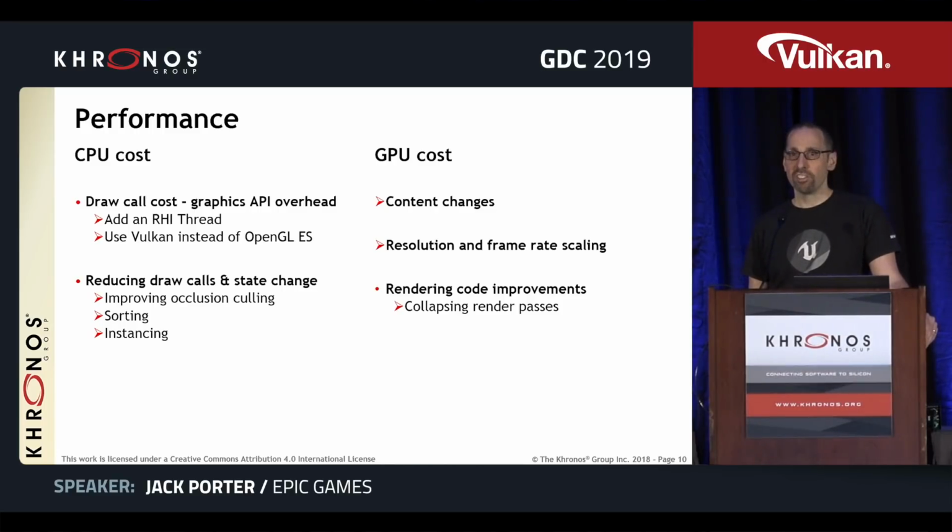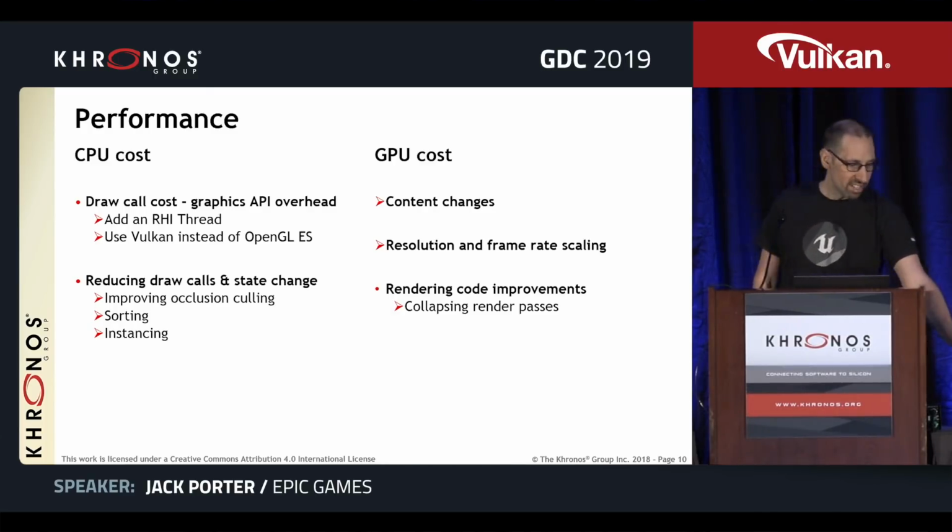And on the CPU, most of the problems we've had have been graphics API overhead due to the number of draw calls that we have. We've got a couple of strategies there. We can use an improved graphics API like Vulkan, and adding an RHI thread, which issues API calls, has been the other main area we've reduced the overhead of the API. We can also reduce the draw calls and the state change with improved occlusion culling, better sorting to reduce the state changes, and also instancing is something we looked at during development.